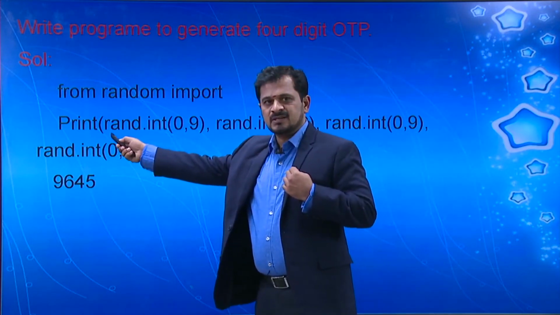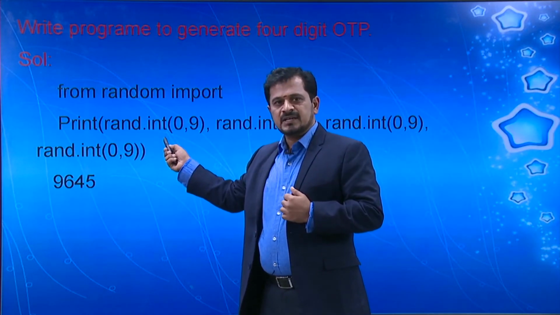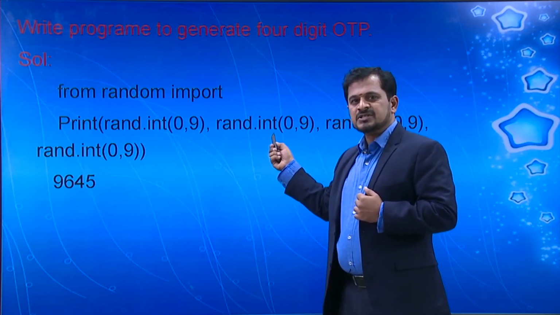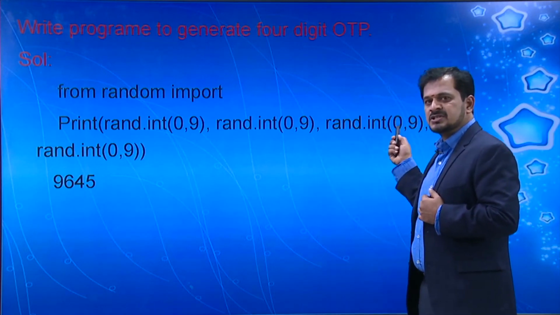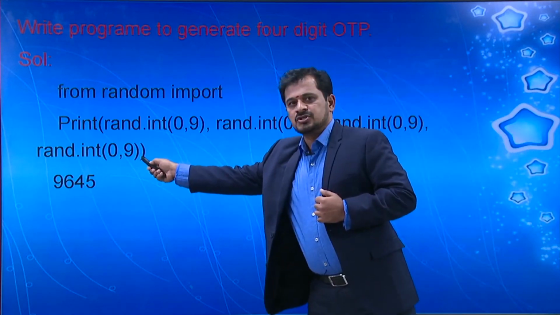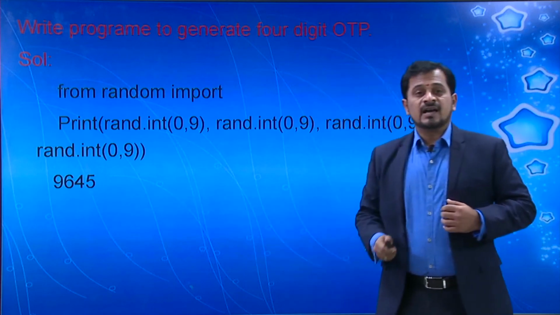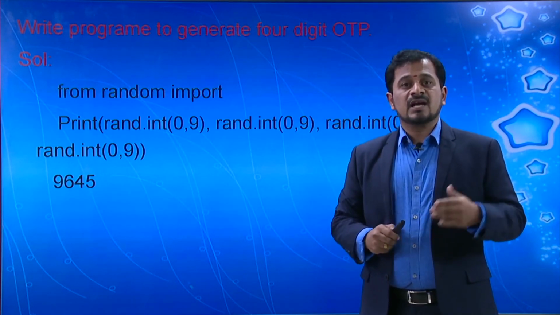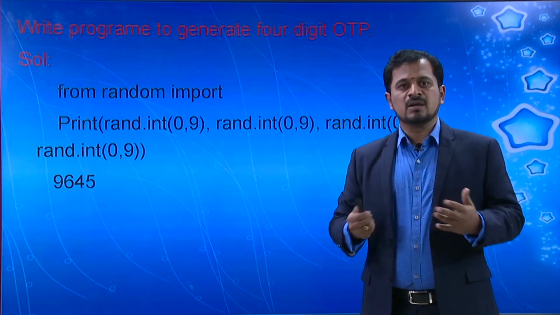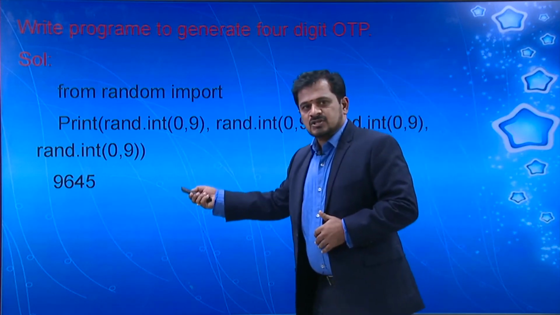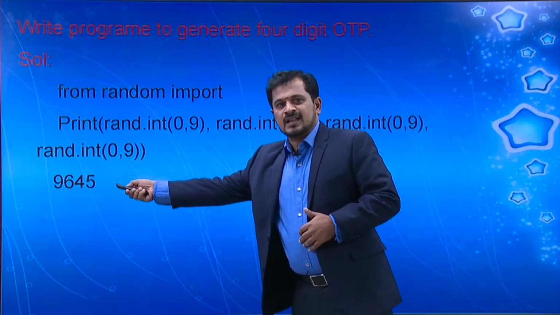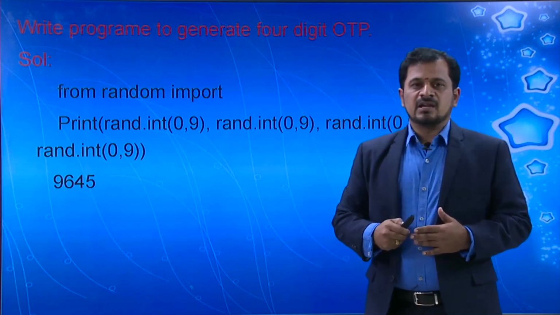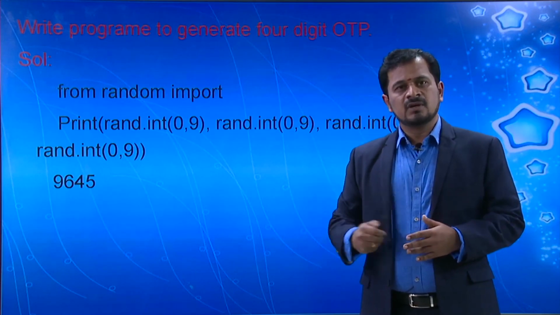So print rand dot integer with range 0 to 9, rand dot integer 0 to 9, rand dot integer 0 to 9, and rand dot integer 0 to 9. Similarly, I can generate my OTP, not only with numbers; I can generate alphanumeric characters also. I can mix up the same thing. The answer is going to be a 4-digit OTP, 9645. So this is how we can develop any kind of programs with the help of Python.